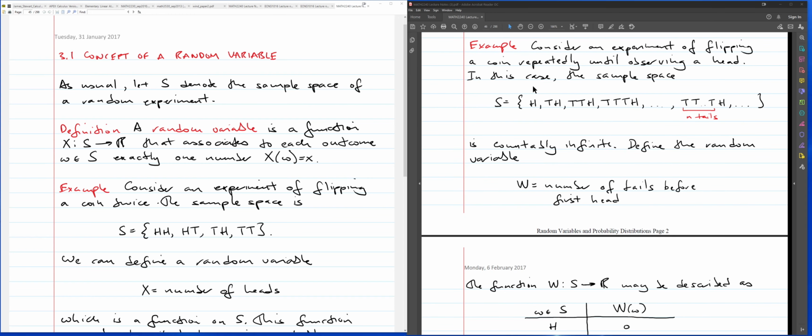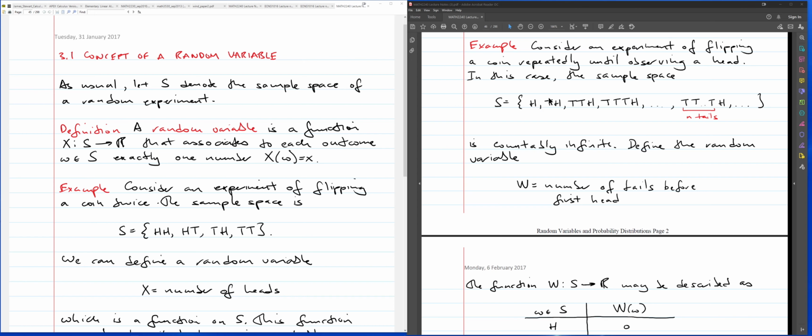Okay, so let's look at a more involved example. What we're going to do here is flip a coin until we actually get a head. So what would be the outcomes over here? Well, you could flip the coin and get a head. You flip it until you observe a head, and then you stop. So here I get a head, and therefore I stop. So I get this outcome.